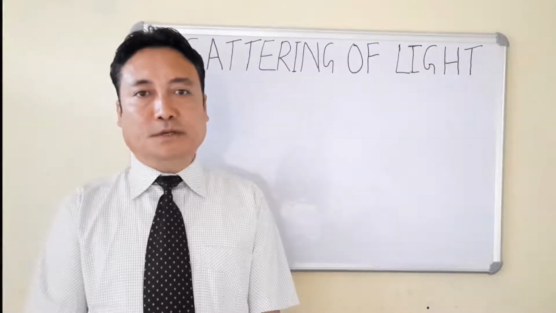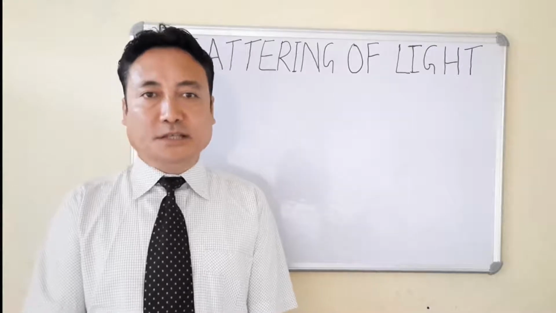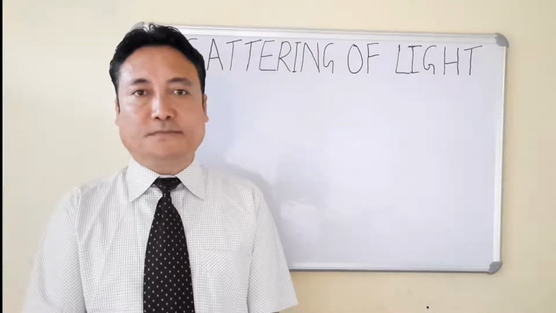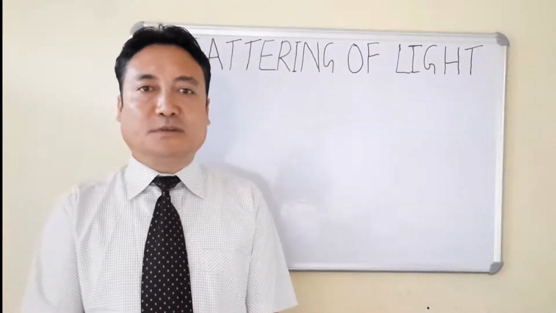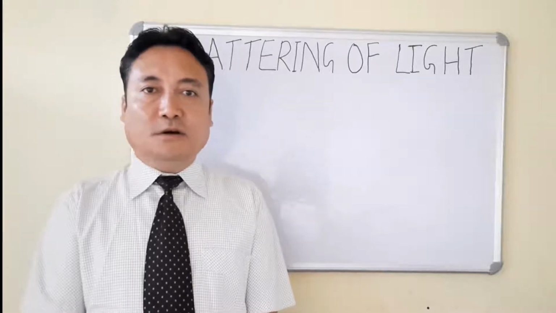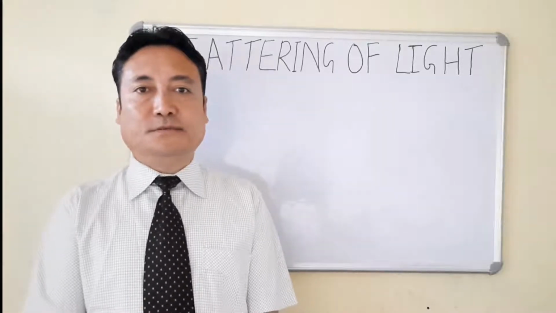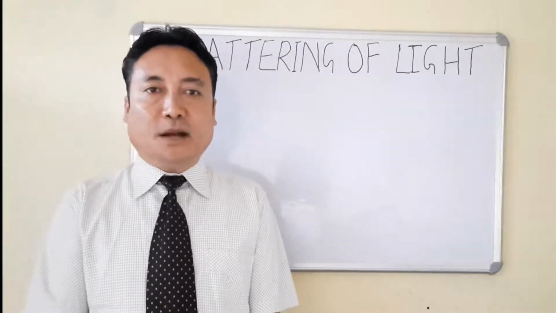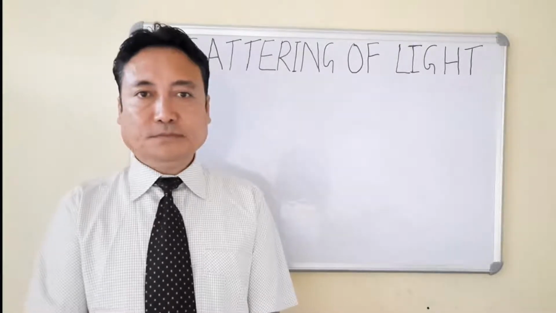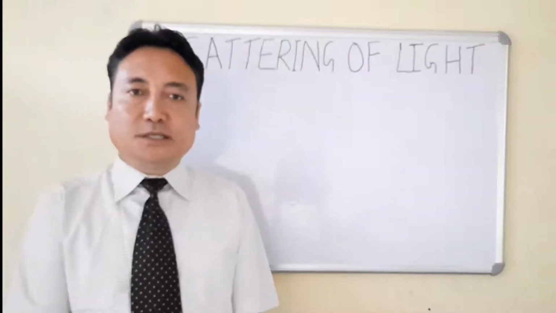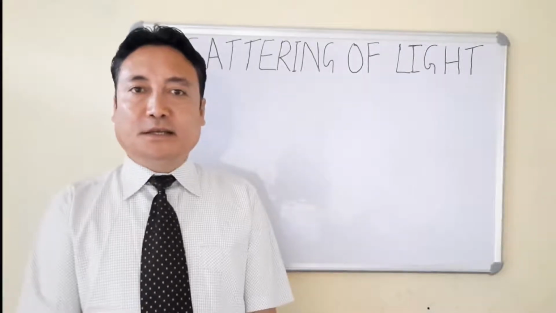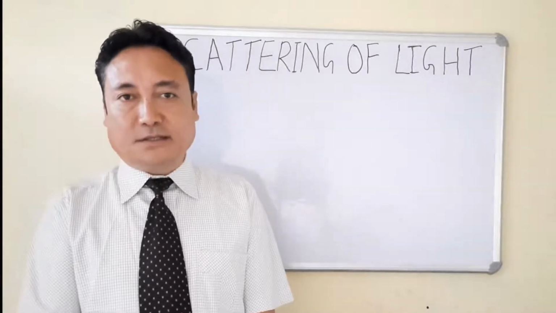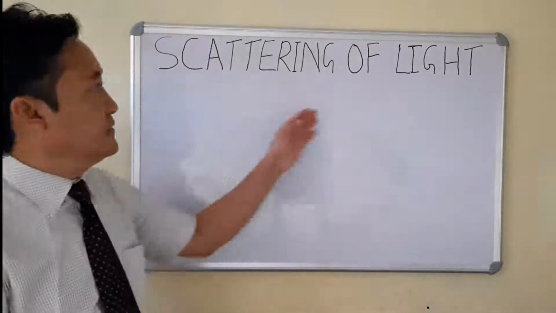Light gets scattered, or changes direction, when it strikes the particles present in the atmosphere. What are the particles present in the atmosphere? Fog, mist, water droplets, atoms, molecules. All these are particles present in the atmosphere. And the phenomenon in which light rays change direction on striking these particles is called scattering of light.